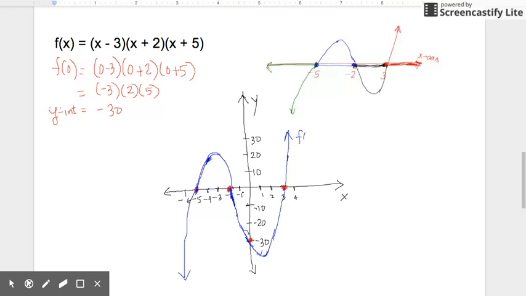Let's put f of x in here. Okay, now again, we need to feature the x-intercepts, the behavior of the graph in each of the intervals, and the y-intercept. We don't really know where the turning points are, so we'll just have a rough sketch of the graph.